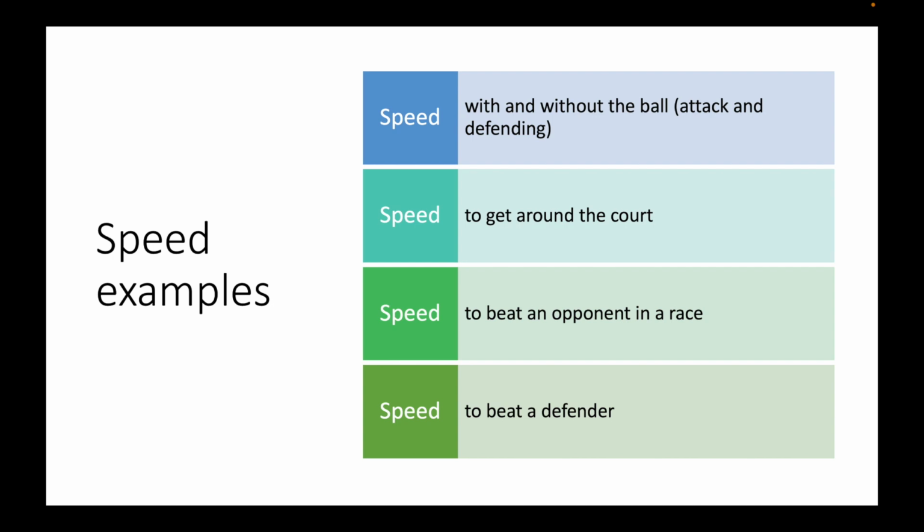Some examples of speed from different activities could be having speed with and without the ball. So this could be when you're attacking or when you're defending. It could be speed to get around the court in badminton. It might be speed to beat an opponent in a race in athletics or in swimming. And it could also be speed to beat a defender, a bit like that last example showed us in football.